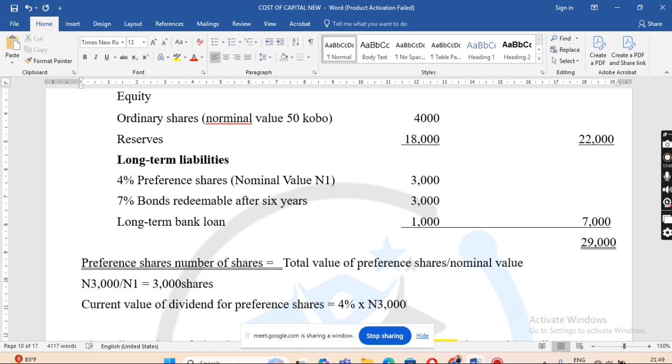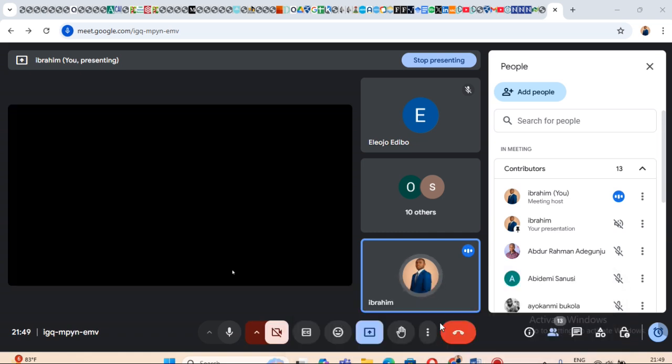What do we have, class? We have 120. 120 million. Now, class, you have calculated the current value. Value means total.